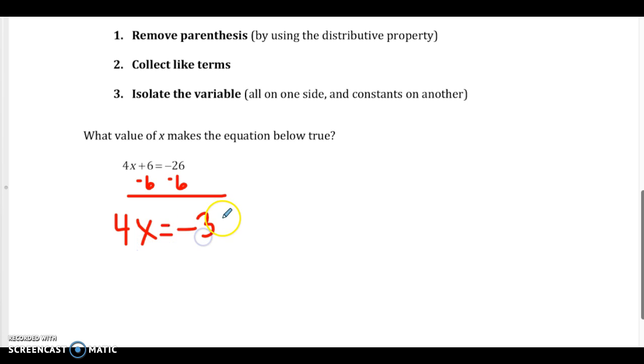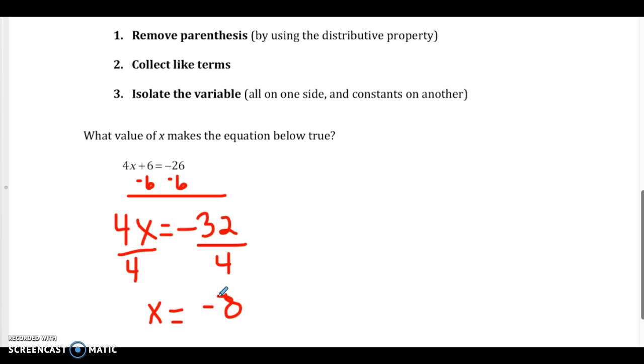Be careful with your integers. Most students, when they make errors, make sign errors. So make sure you're keeping track of your signs and paying extra special attention to signs as you work through the problems. Here we've got 4x equals negative 32. In order to isolate the x and get it by itself, I want to divide both sides by 4, and I'm left with x equals negative 8.